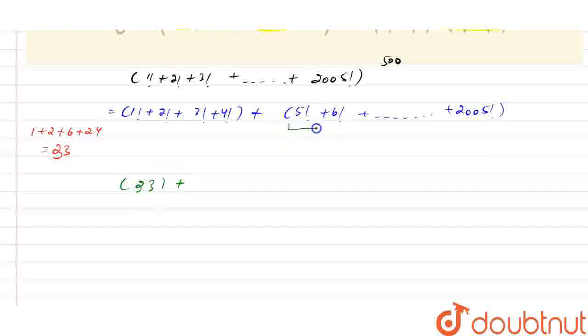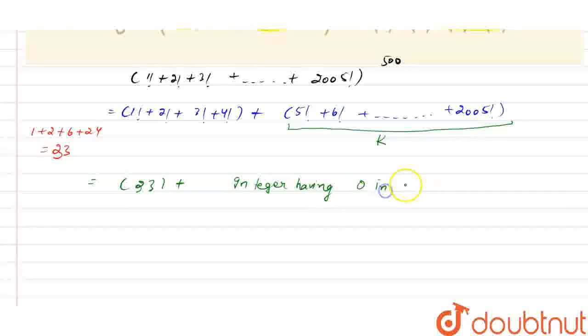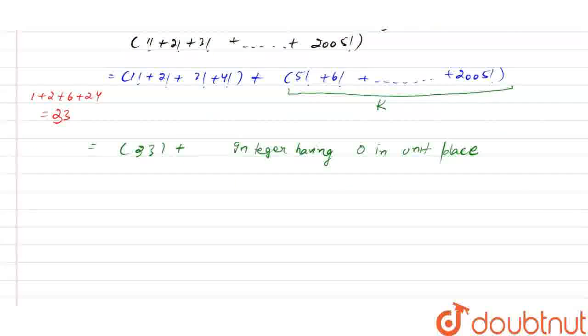plus the remaining terms. Now we can say this will be our integer, suppose we call it k. So we can write it as 33 plus an integer having 0 in the unit place. After adding 33 with an integer having 0 in its unit place, we always get 3 at the unit place.